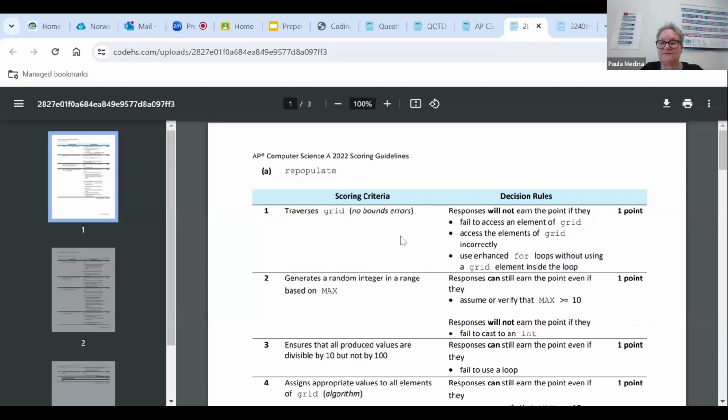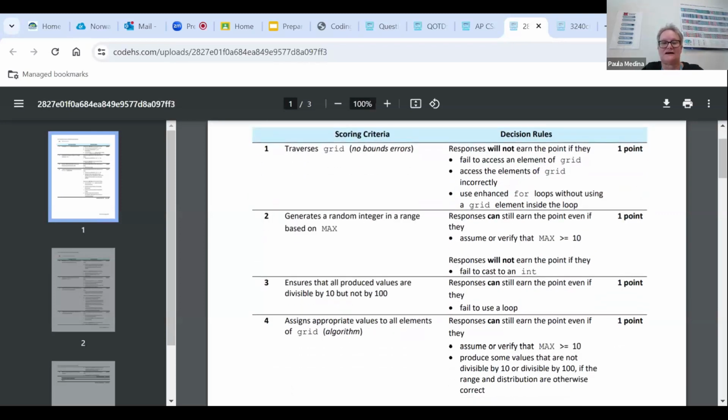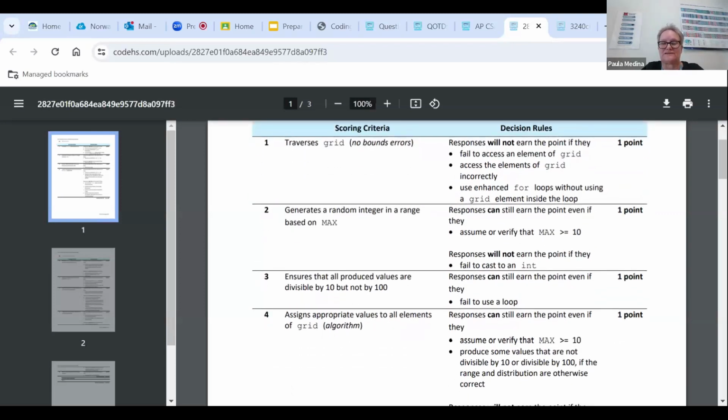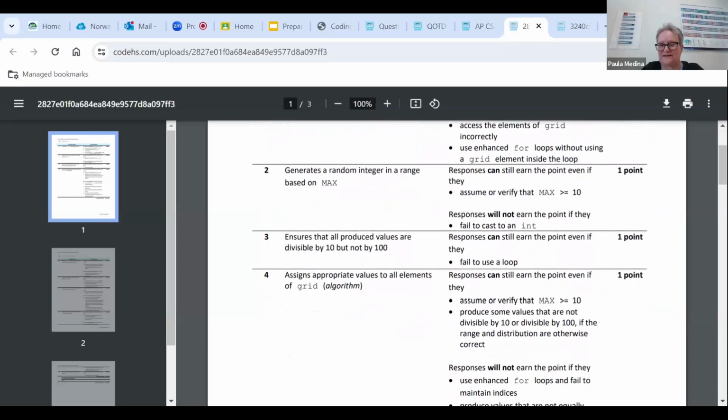Out of bounds errors. When they're going through arrays and ArrayLists, the students really should understand that if I'm looking for the next position, what do I have to do so I don't go out of bounds? So I try to emphasize those. And this is pretty standard stuff.